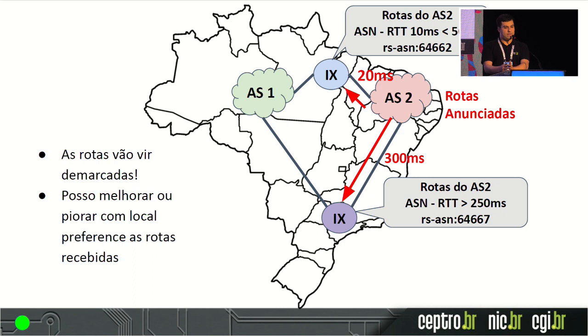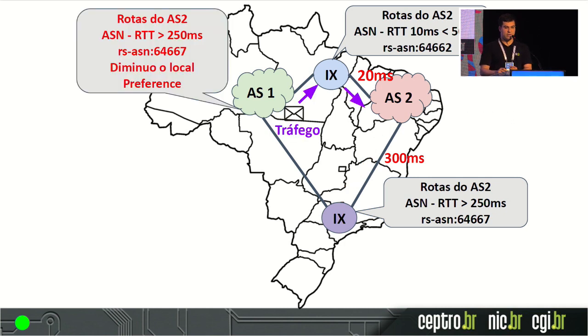You may not decide anything, but you may also decide something. So making a decision might be doing a good traffic engineering. I can improve or worsen the route I received with local preference. For instance, I could say, okay, that route at the bottom in the south that has 250 milliseconds, I'm going to worsen that. I'm going to reduce its local preference. It will no longer be preferential for this traffic to be solved locally. And notice that I'm deciding that.